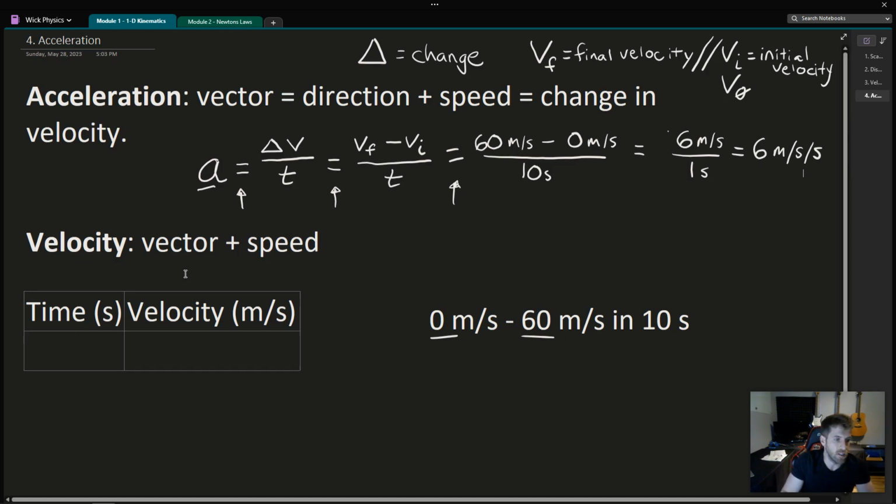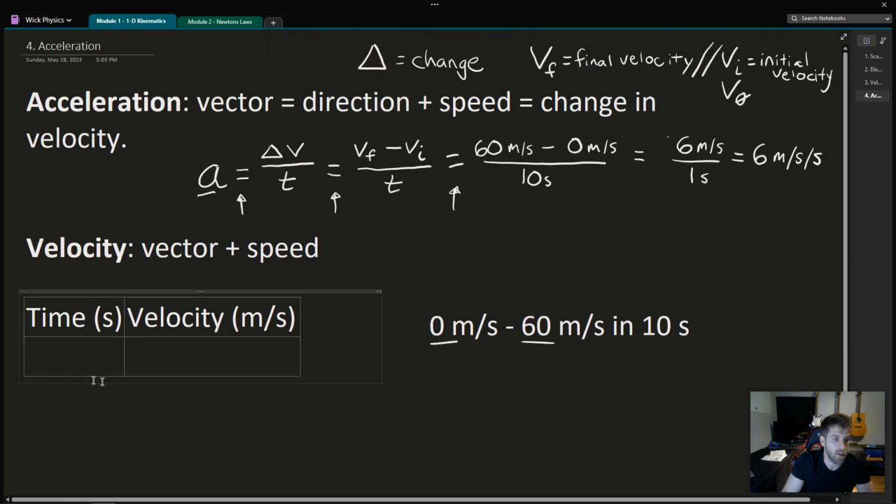Or maybe I just think it is. So let's look at this chart here.